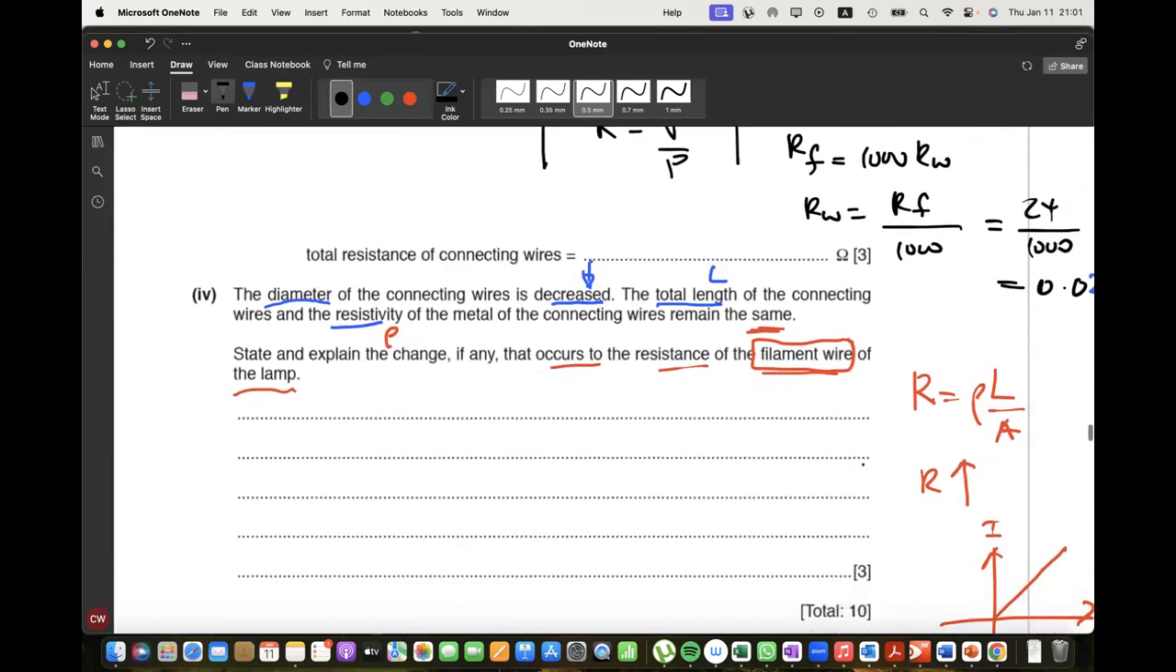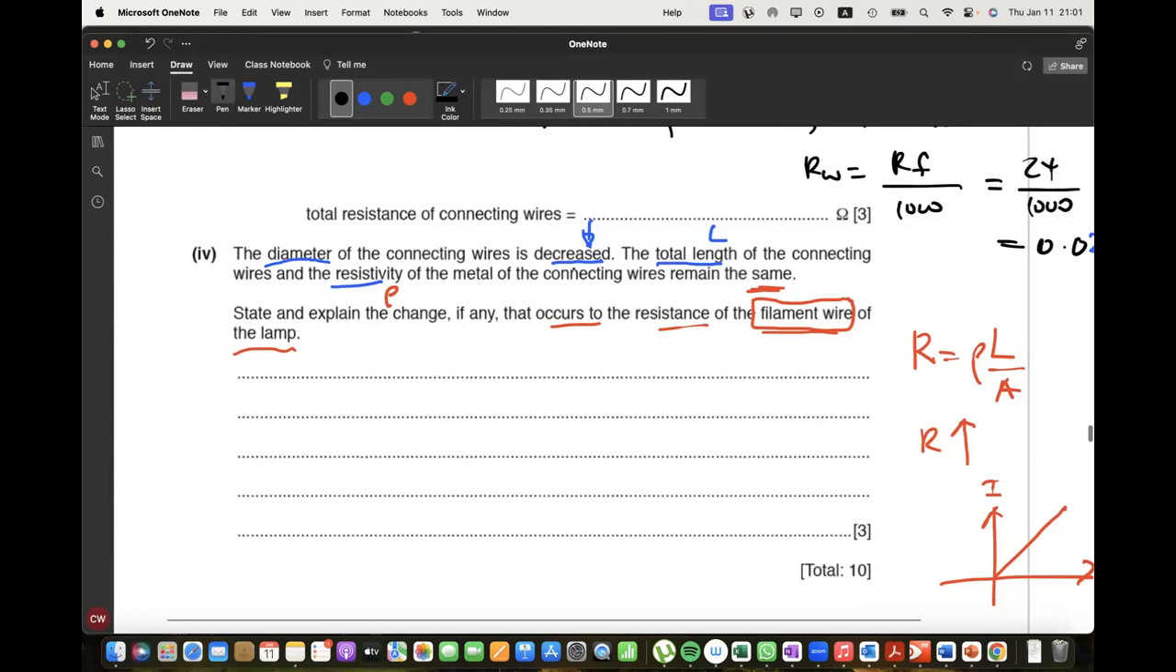We explain the first part first, because it's 3 marks, right? So first of all, talk about the diameter. Okay, this is for sure. The first one is definitely correct. Resistance of wire increases due to diameter of wire decreases. Okay, first mark.